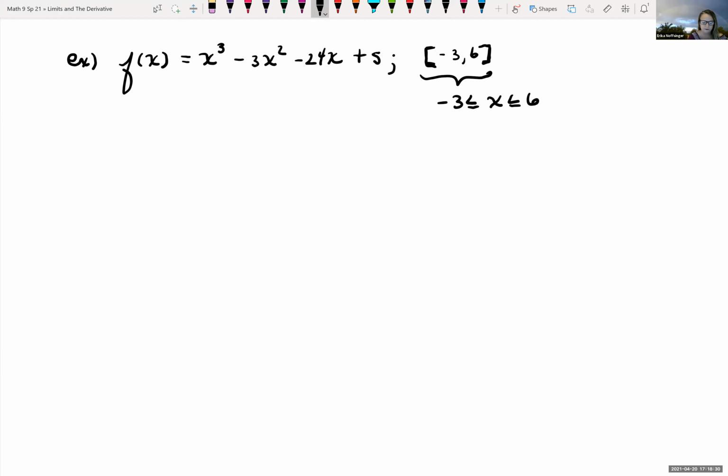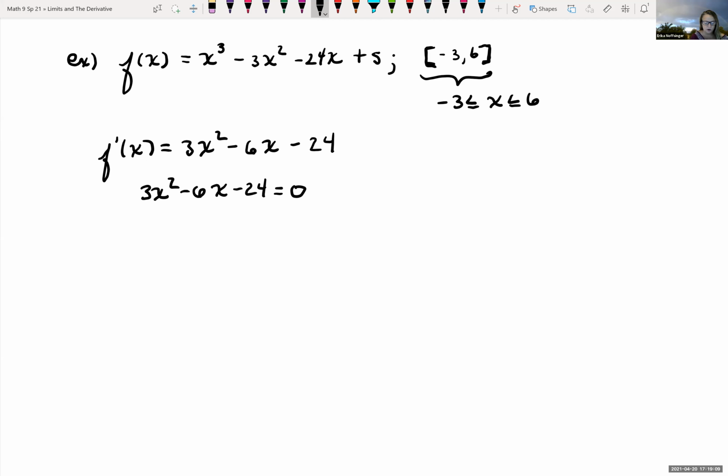Okay, so we need to find our critical values, and we can find that by finding the derivative. So let's first find the derivative. Taking the derivative of x cubed, we get 3x squared, minus the derivative of 3x squared, bringing down our power, 2 times 3, so 6x, minus the derivative of 24x is 24, and the derivative of the constant 5 is 0. So this is defined everywhere, so we're just worried about when this is equal to 0, and those are going to give us our critical numbers.